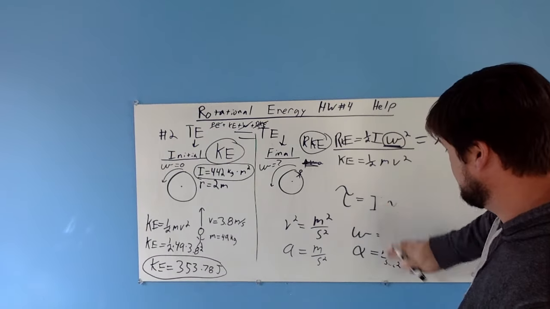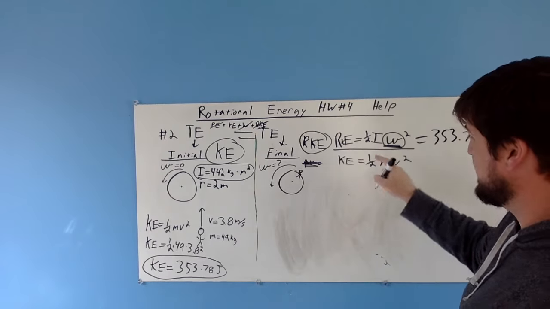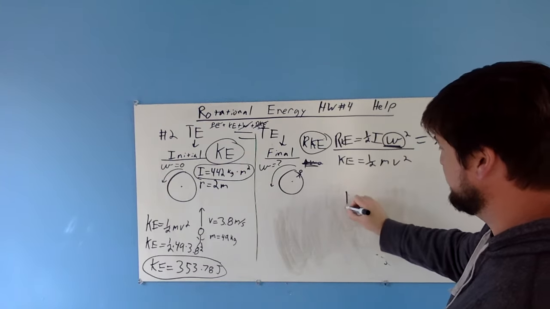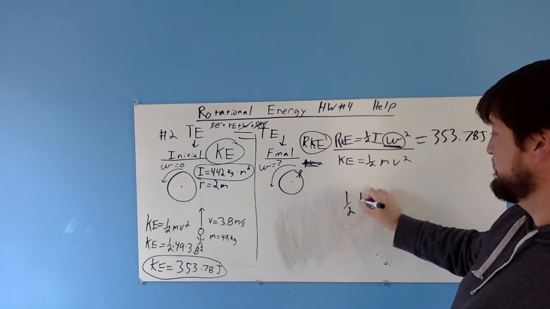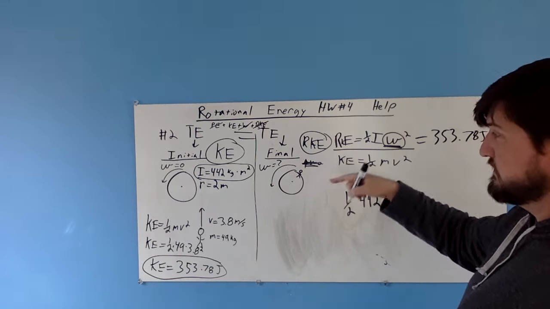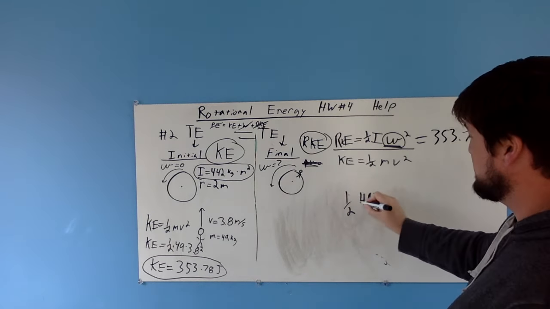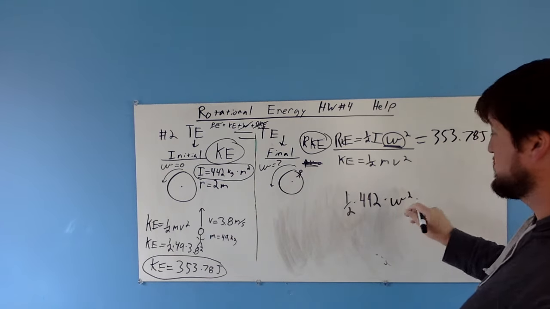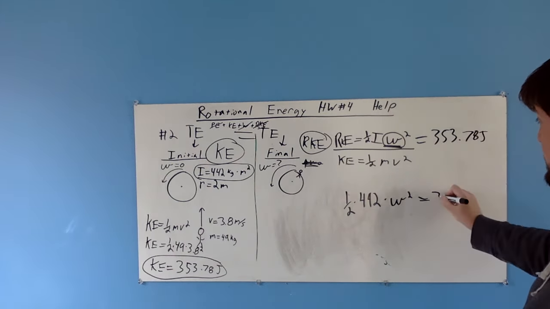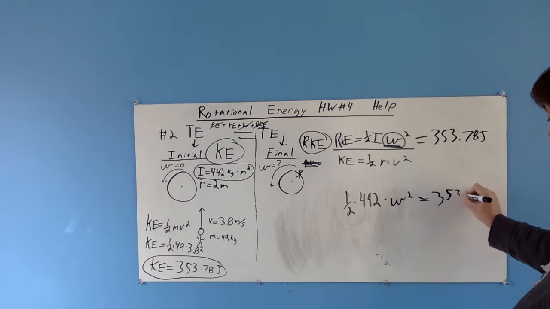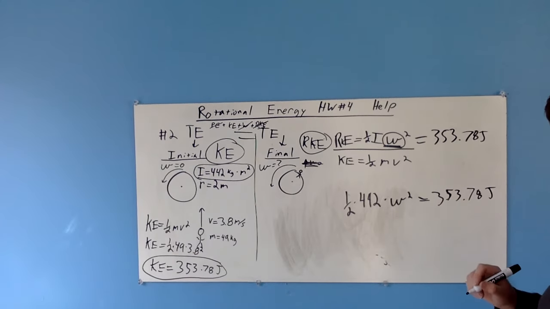So I'm going to erase this down here. All right, so rotational kinetic energy is 1/2 I omega squared. So 1/2, what was our I value? Our I value was 442 kilogram meter squared. That was the I value they gave us in the problem. Now that's also times omega squared, which we don't know, but we know that the total value for rotational kinetic energy is equal to 353.78 joules.